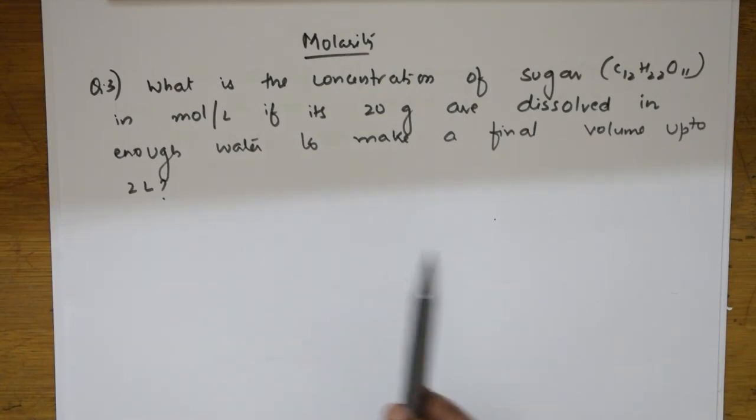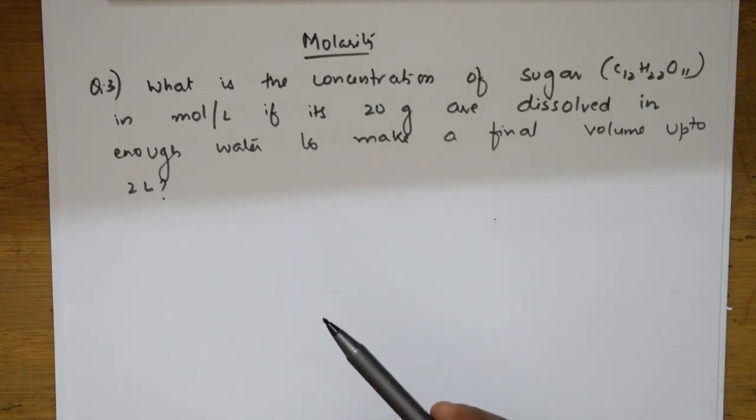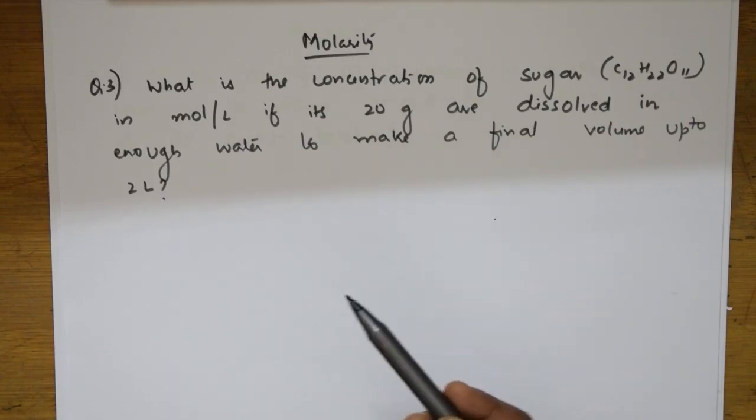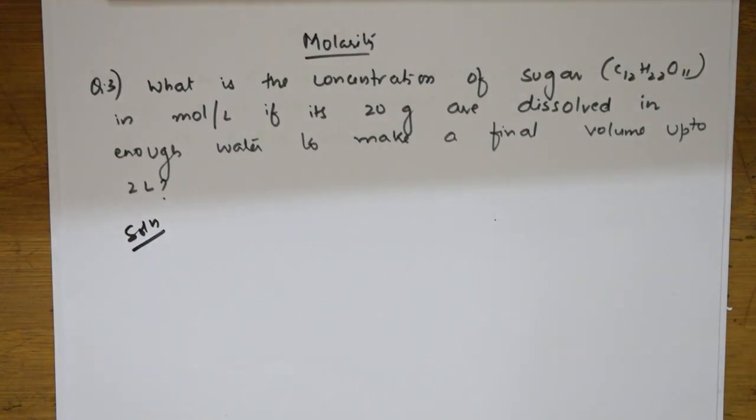What is the concentration of sugar, that is your C12H22O11, in mole per liter? Fine. If 20 grams are dissolved in enough water to make a final volume of up to 2 liters. So first of all, they are asking us to find the concentration of sugar, concentration in terms of molarity here, isn't it? Yes. So I need to find the concentration of this particular thing. Simple. It's a direct question.